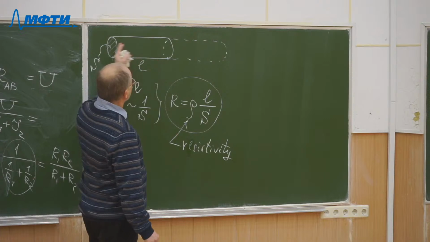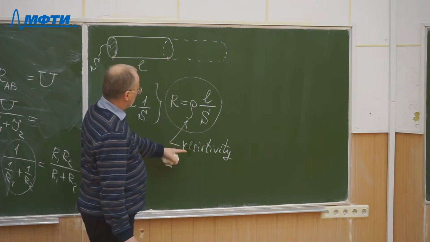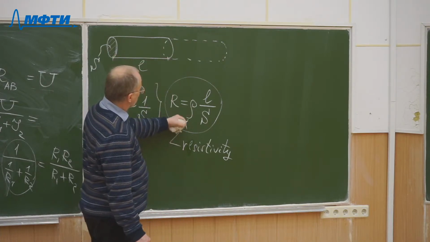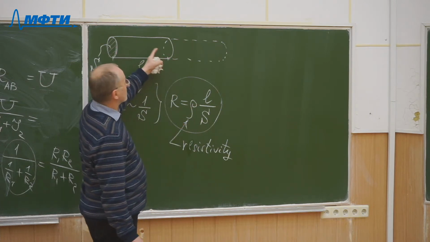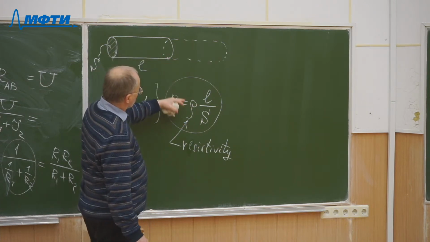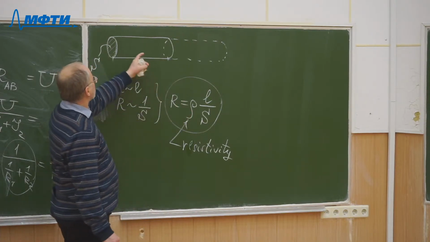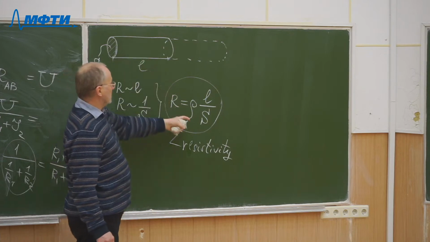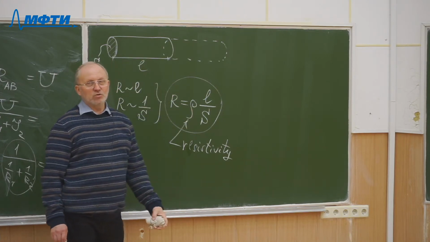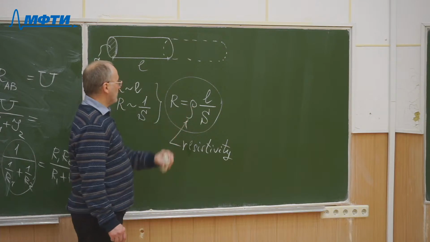If you take a wire made of copper, you will have a small resistivity of copper. If you take other material like aluminum, then the specific resistivity will be higher. If you take some semiconductor material, then its specific resistivity will be many orders of magnitude larger.